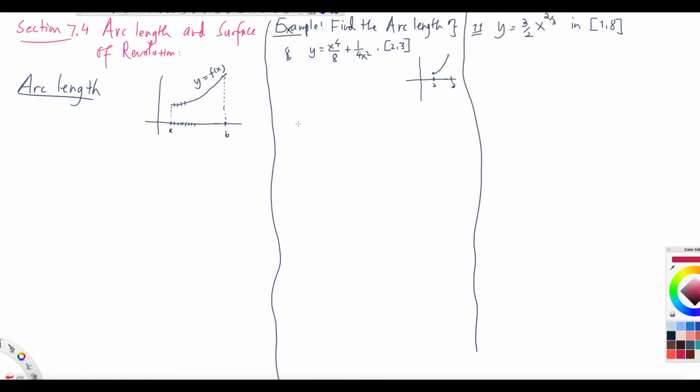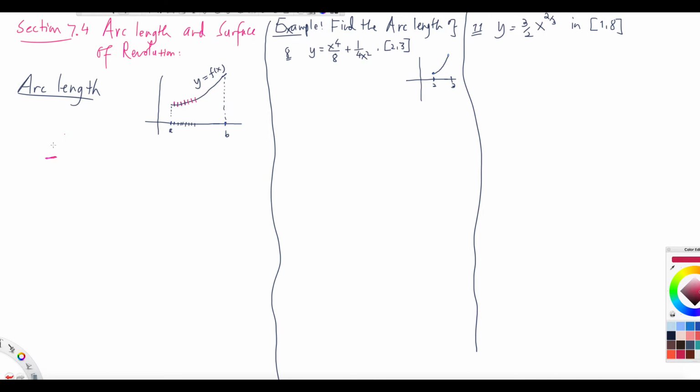Okay guys, let us suppose that y equals f of x is the graph. This is a function, right? And suppose that the graph of this function is not a straight line, but looks like this. Now you are interested in finding the length of this curve. How do I do that? The idea is you divide this curve into many tiny pieces, so that each piece is like a straight line.